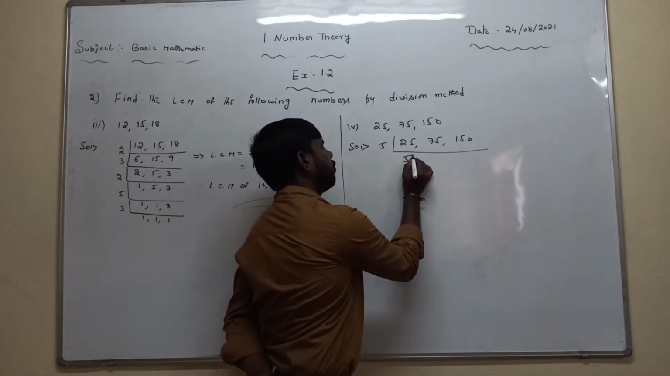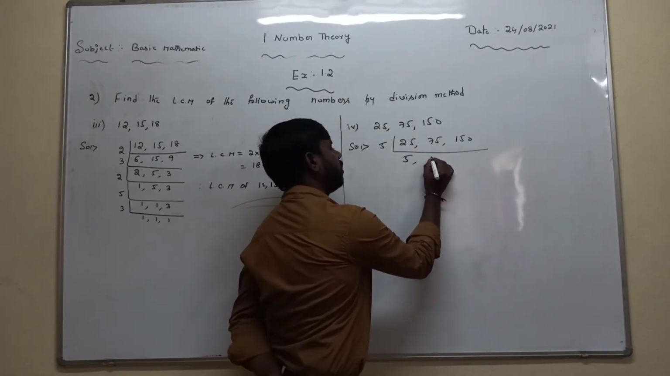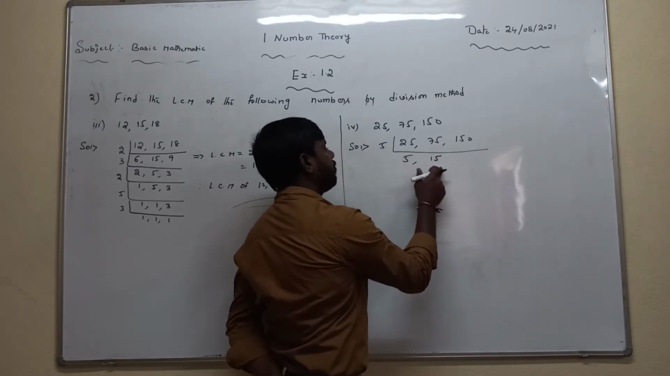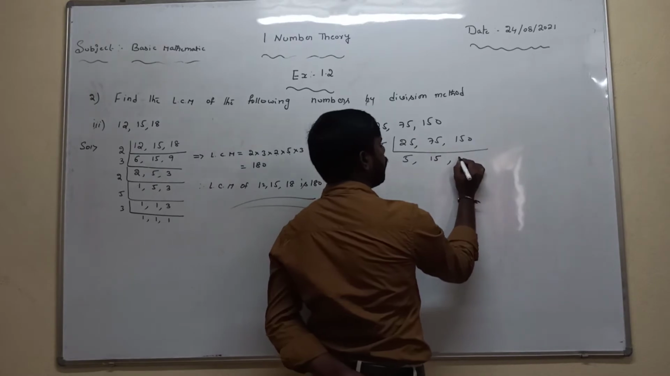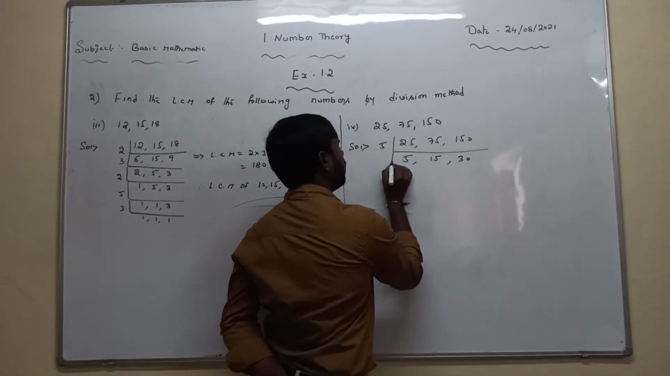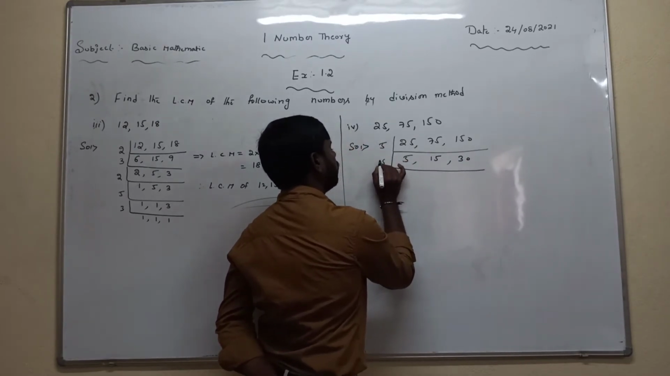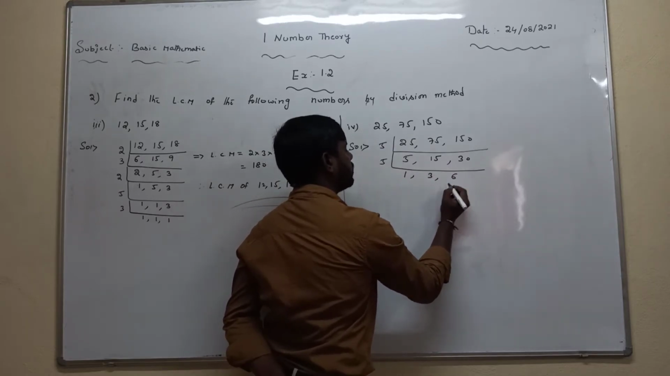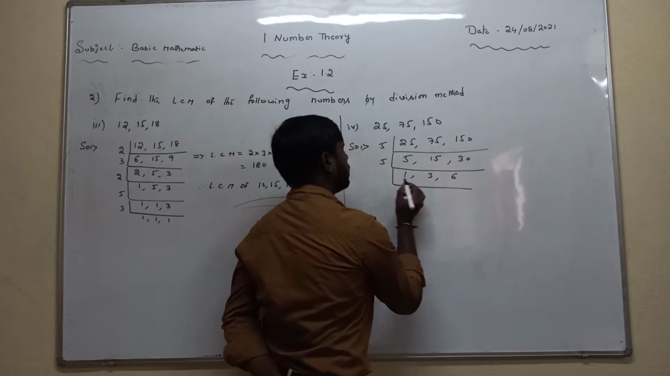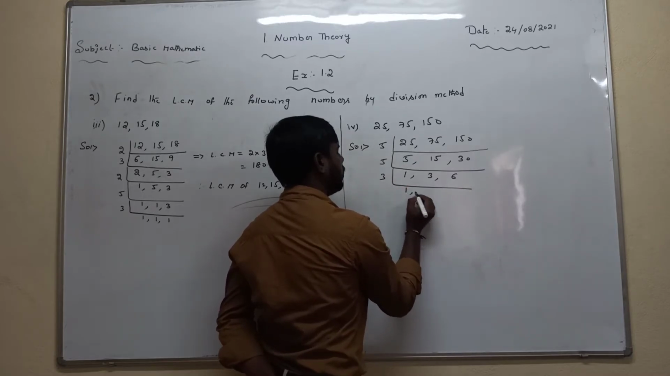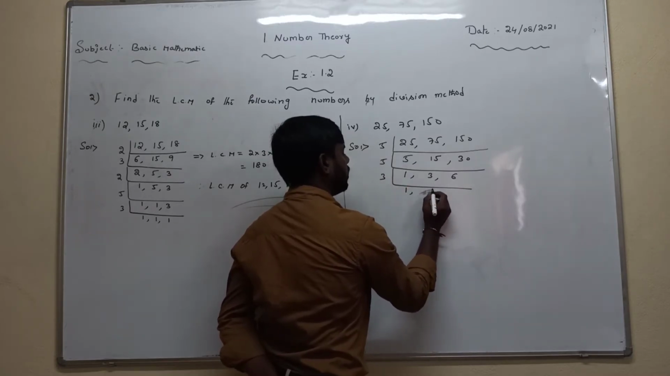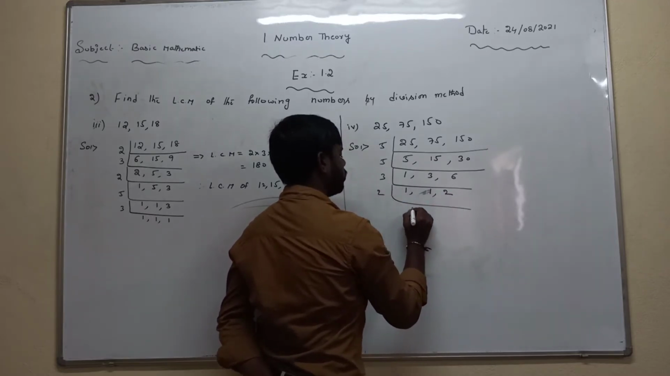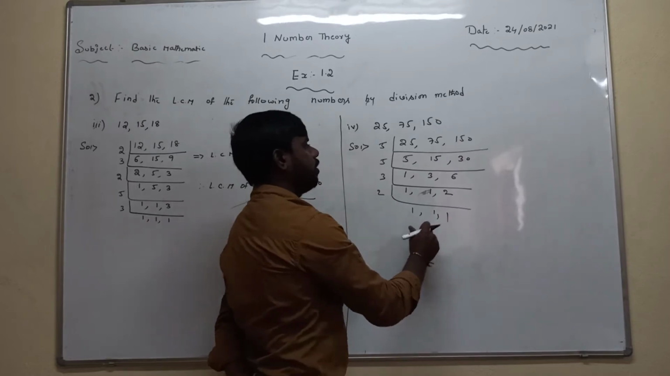5 fives are 25, 5 ones are 5. 5 fives are 25. 5 fifteens are 75. 5 thirties are 150. Again you can take 5. 5 ones are 5, 5 threes are 15, 5 sixes are 30. Next you can take 3. 3 ones are 3, 3 twos are 6. Next you can take 2. So finally we get remainder 1.